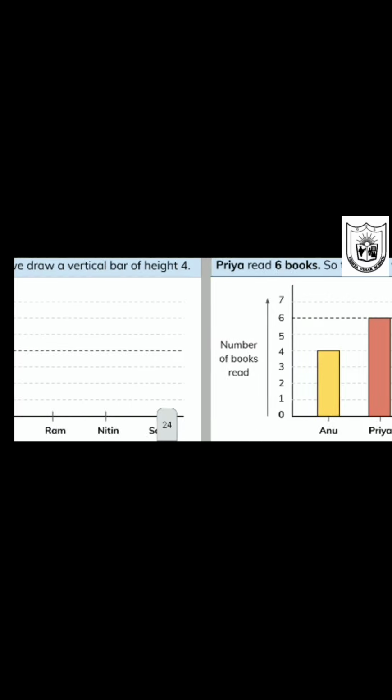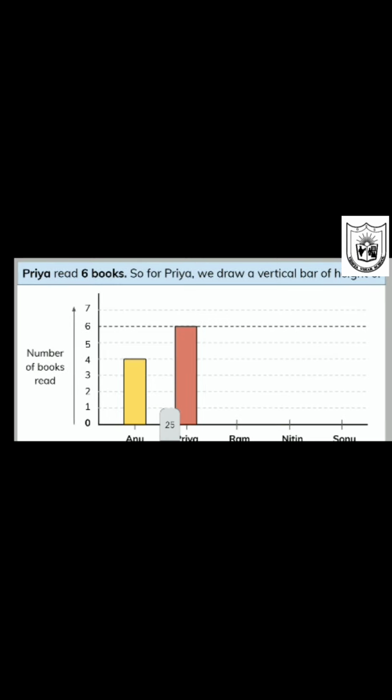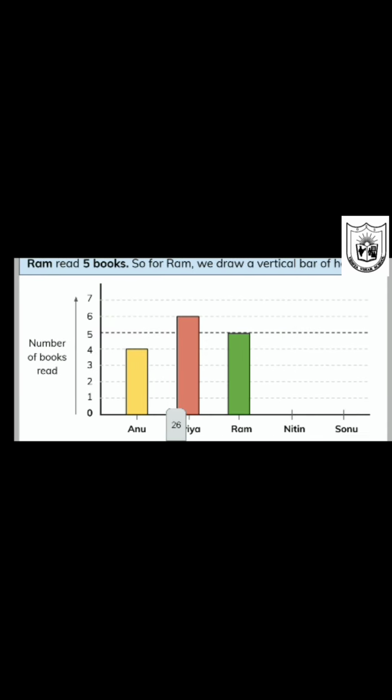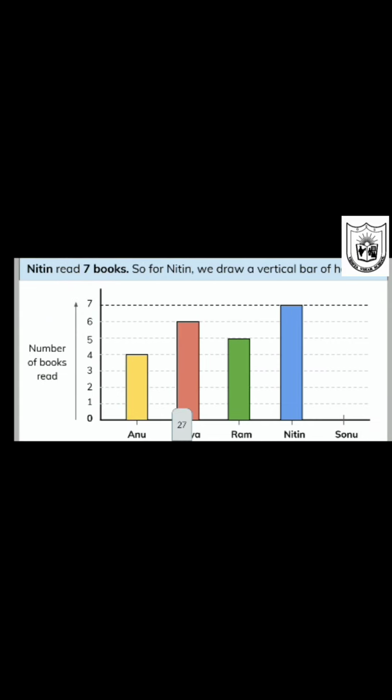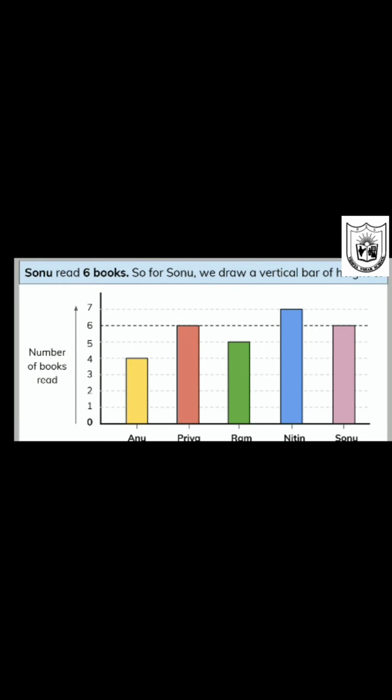Then let's see Priya. Priya has read 6 books. So the bar will go till 6, like this, of height 6. Now Ram had read 5 books. So for Ram, we draw a vertical bar of height 5, like this. Nitin read 7 books. So for Nitin, we draw a vertical bar of height 7, like this. Sonu read 6 books. So for Sonu, we draw a vertical bar of height 6.